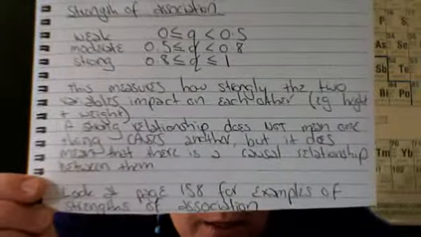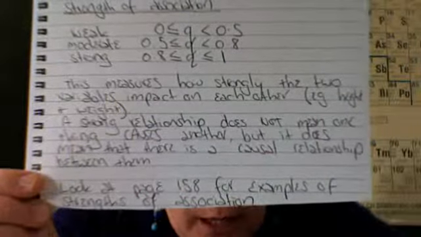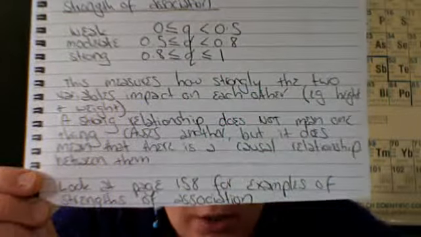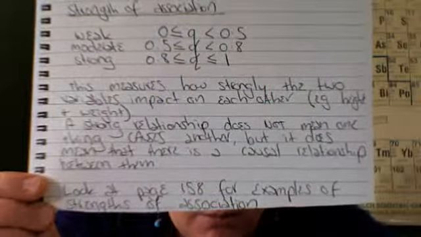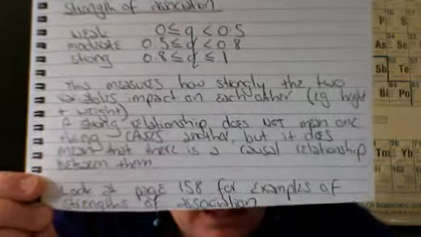If it's between 0.5 and 0.8, it's moderate. And if it's between 0.8 and 1, it's strong, okay? So that's how you tell what type of association, whether it's weak, moderate, or strong. Let's just read that paragraph.